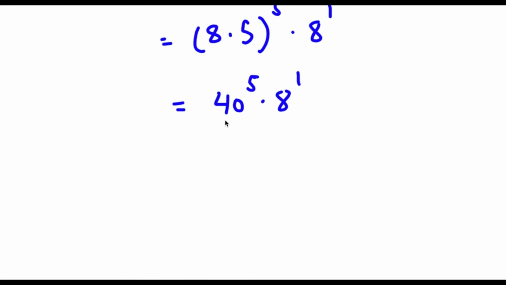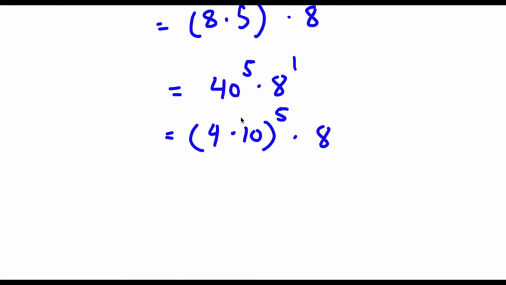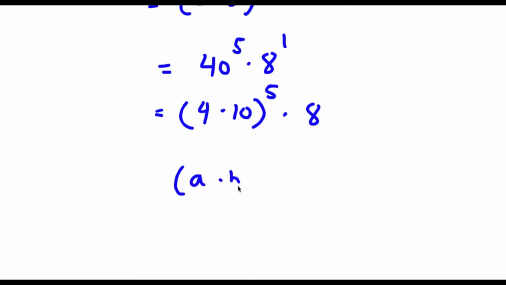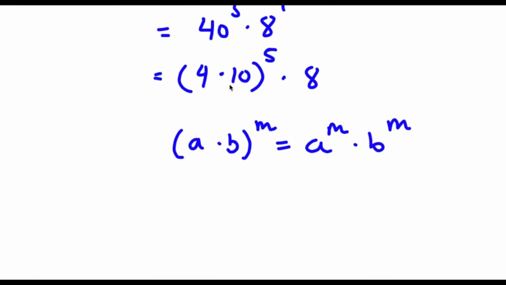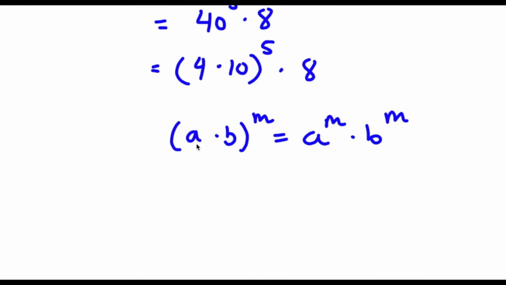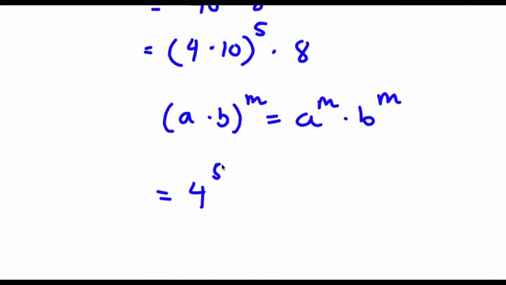And now 40 to the power of 5, well 40 is the same thing as 4 times 10. So now I have 4 times 10 to the power of 5 times 8. And now if I have something in the form a times b to the power of m, it's the same thing as a to the power of m times b to the power of m. So in this case, 4 times 10 to the power of 5 is going to equal 4 to the power of 5 times 10 to the power of 5. Now I have this times 8.